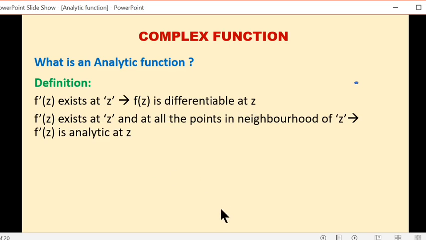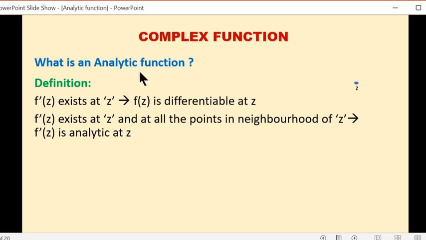This is at a point. Okay, so let me just denote this here. Here you have this point and we are calling this point at z. So at this point, if the derivative f dash of z exists, then the function f of z is said to be differentiable at this point z. Okay, all right. So that is what all about derivative and differentiability.